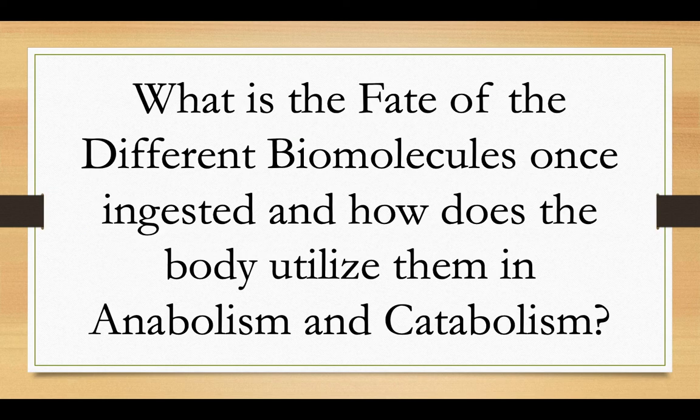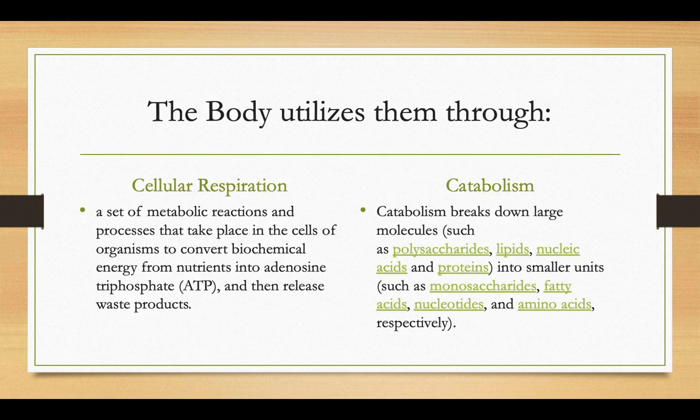Okay, so what is the fate of different biomolecules once ingested, and how does the body utilize them in anabolism and catabolism? The body utilizes them through cellular respiration, a set of metabolic reactions and processes that take place in the cells of organisms to convert biochemical energy from nutrients into ATP and then release waste products. Catabolism breaks down large molecules such as polysaccharides, lipids, nucleic acids, and proteins into smaller units, which means polysaccharides turn into monosaccharides, lipids into fatty acids, nucleic acids into nucleotides, and proteins into amino acids.